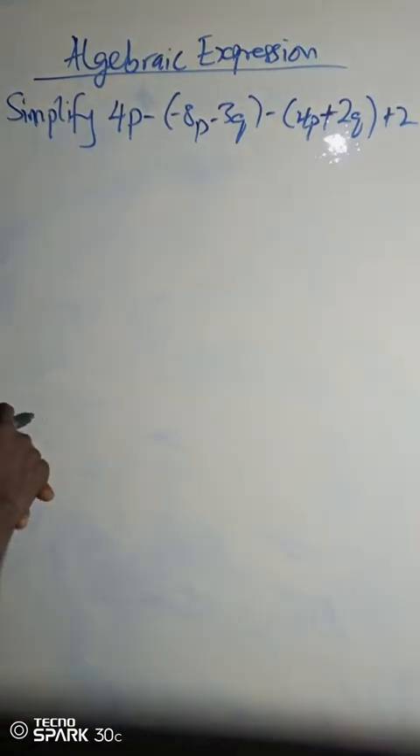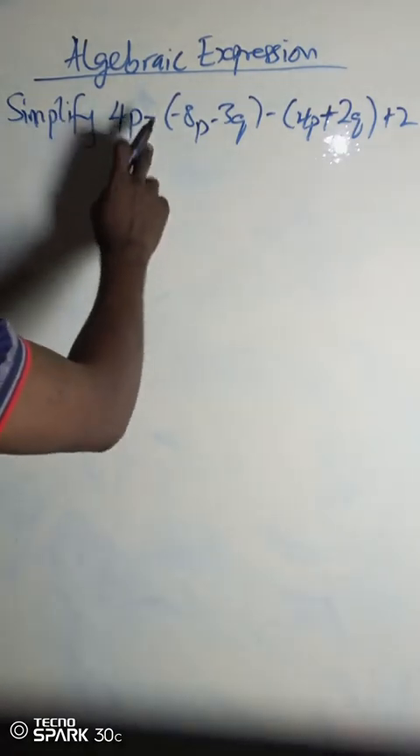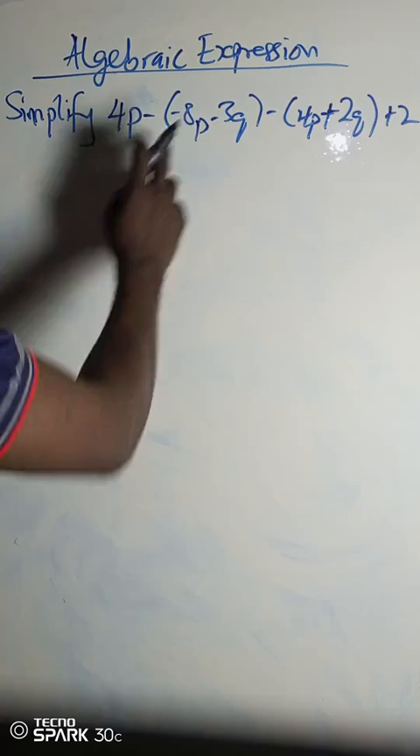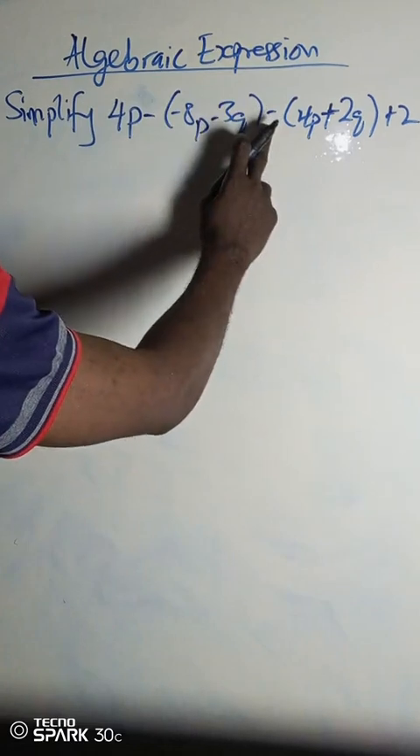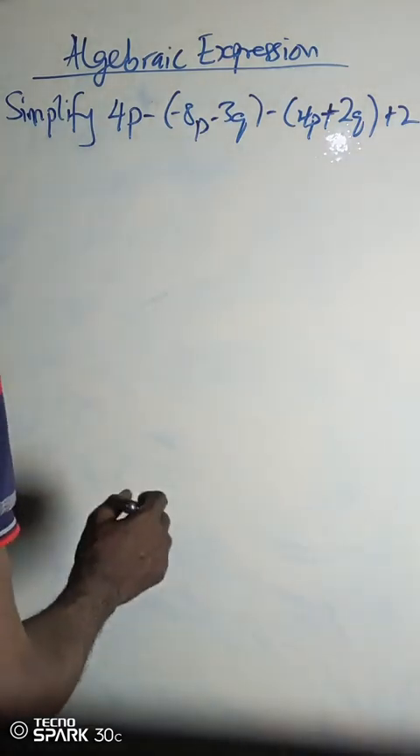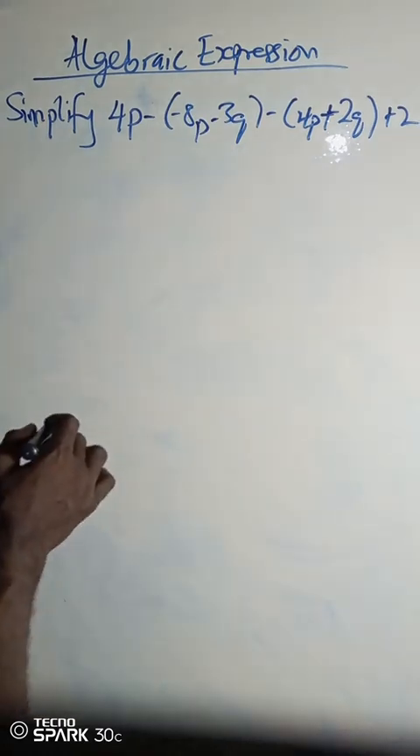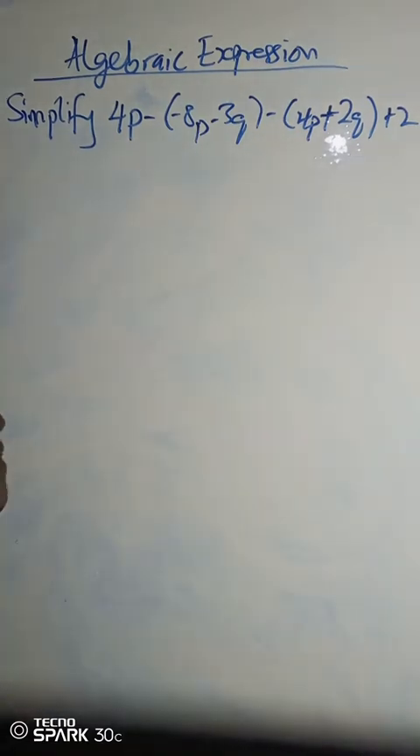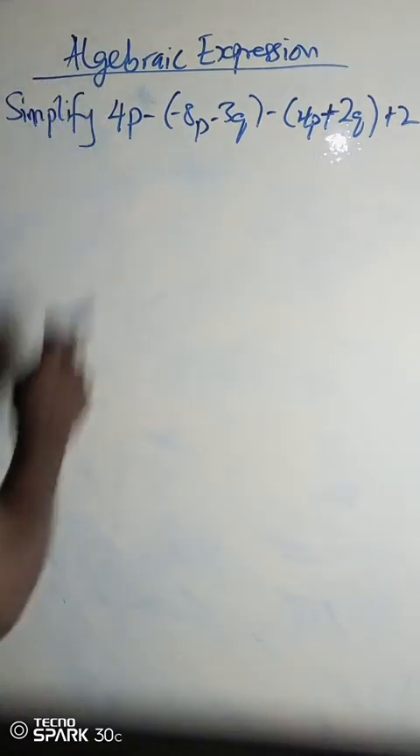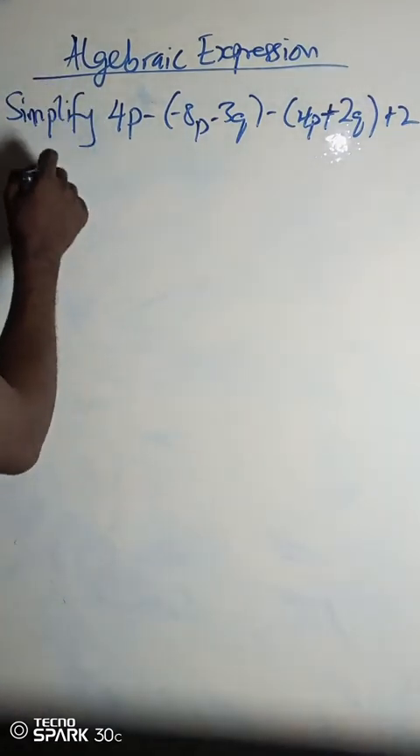Today we want to look at this algebraic expression. Simplify 4p minus open bracket minus 8p minus 3q close bracket minus open bracket 4p plus 2q close bracket plus 2. How do we go about it? There are simple rules regarding operational signs in front of mathematical terms. Here we are having invisible ones. So let's go ahead.